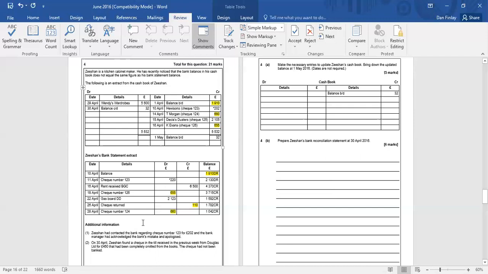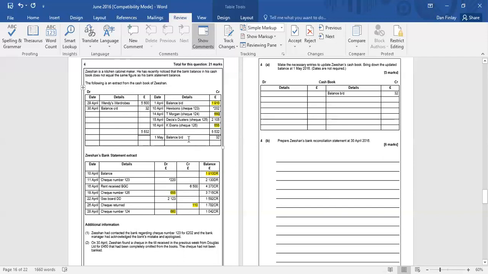And the second note, on the 30th of April, Zishan found a check in the till received in the previous week from Douglas Limited for £450. That's been completely omitted from the books. So we've received £450, so we should have £450 on the debit side, and it's not been banked either, so that will be another thing that's missing. So once we went through the bank statement, the next thing we do is anything that isn't in that cash book from the bank statement, we put it in, so we update it.